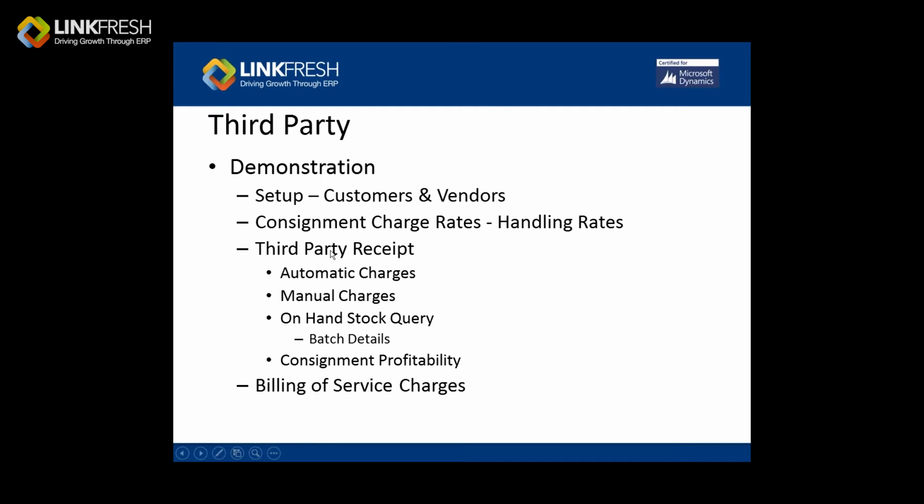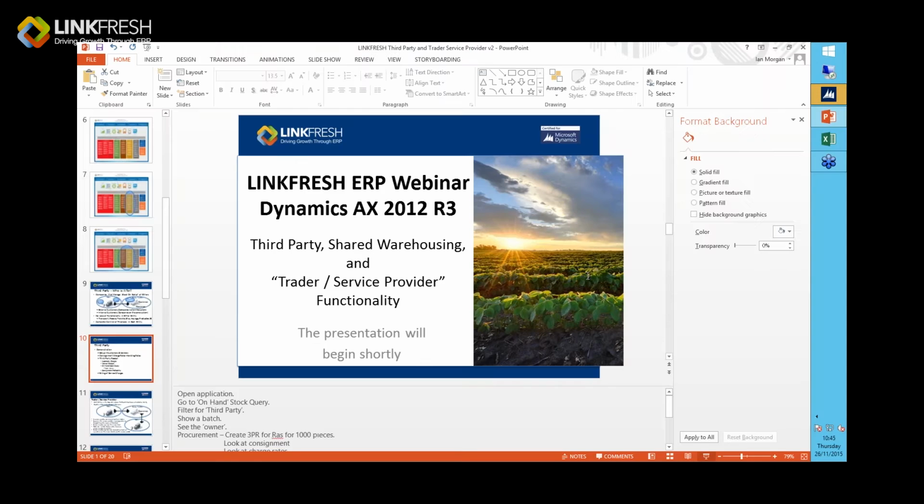Then in this case, we'll perform a third-party receipt. We'll see how it's pulled through the automatic charges. We'll add some manual charges, and then we'll look at the on-hand stock query and see how it's handled the third-party product. And then we'll look briefly at the consignment profitability so we can see how that particular consignment has performed on the service profitability. And finally, we'll look at billing of the service charges to the end customer.